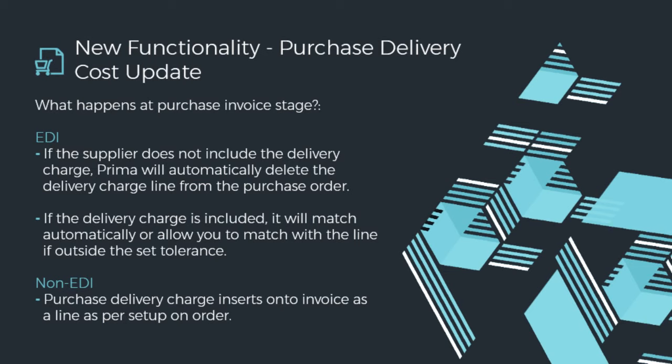On non-EDI suppliers, so if you've got a supplier that doesn't do EDI with Prima, you've got those set up for doing purchasing. When you actually physically create your purchase invoice in the system, that purchase delivery charge inserts as a line onto that invoice.